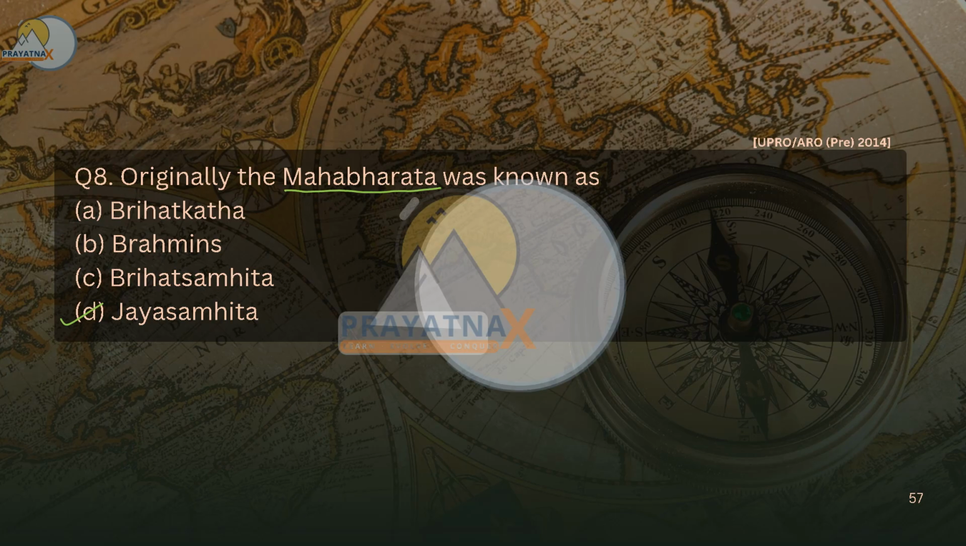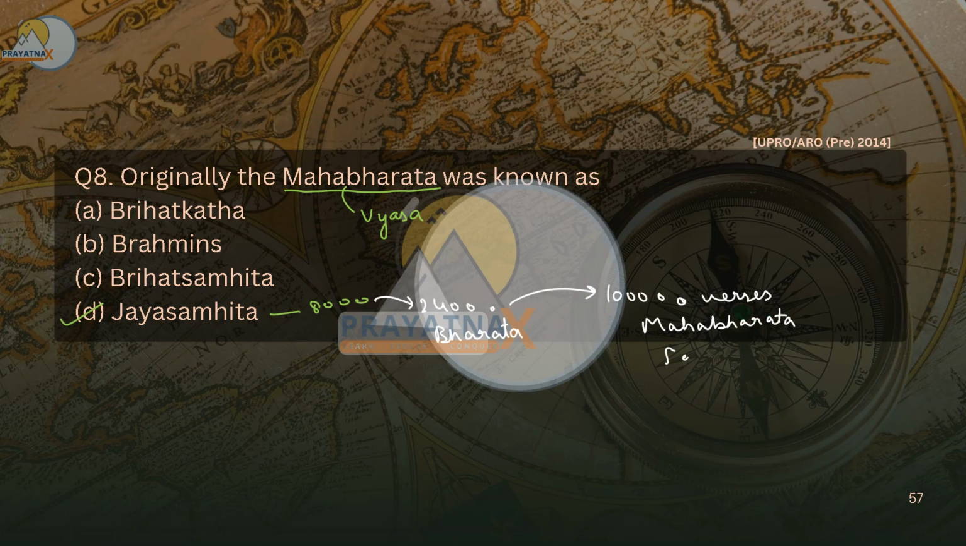Now, Mahabharata was attributed to Ved Vyasa. It was initially called Jaya Samhita, which had about 8,000 verses. Then later it was expanded to 24,000 verses, where it was called Bharata, with stories about its descendants. And then the final compilation had about 1 lakh verses. Here it was called Mahabharata or Shata Sahasri Samhita.